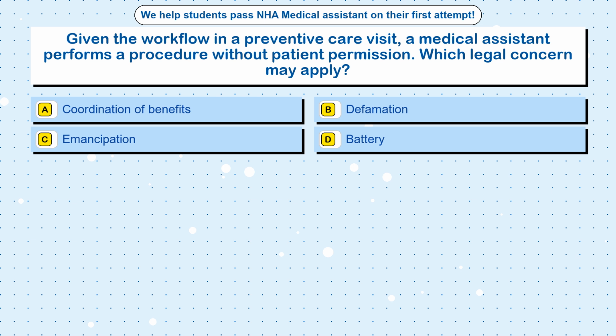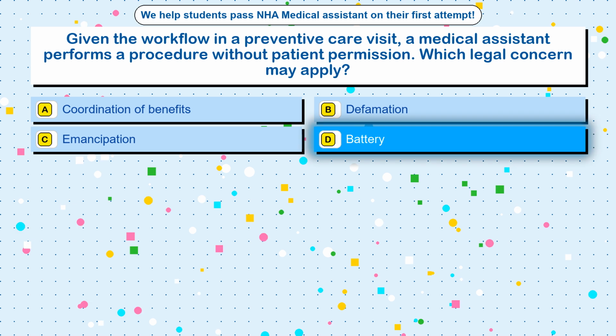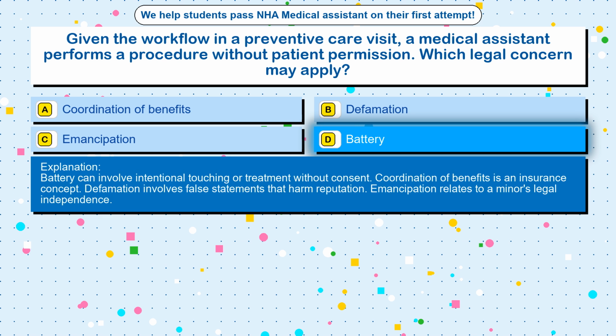Option A, coordination of benefits. Option B, defamation. Option C, emancipation. Option D, battery. The correct answer is option D, battery. Battery can involve intentional touching or treatment without consent.